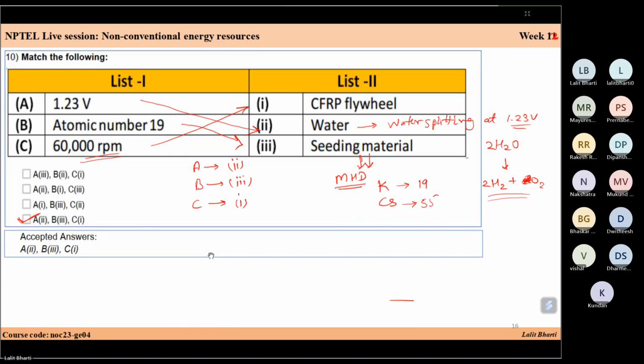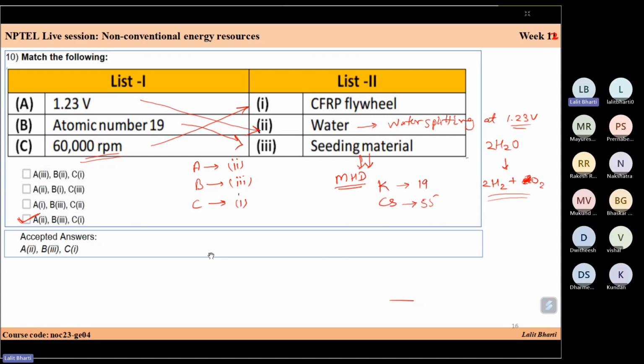Then we have a match the following question. We have two columns: 1.23 volt, atomic number 19, 60,000 RPM, and then flywheel, water, seeding material. 60,000 RPM means we are rotating something. Basically the flywheels, and we know that flywheels rotate at very high RPM. So it is very high, and the flywheel rotors are quite large and bulky.